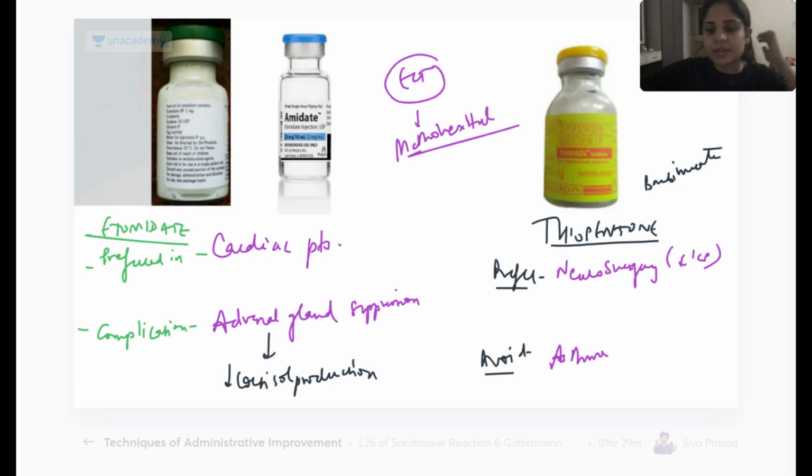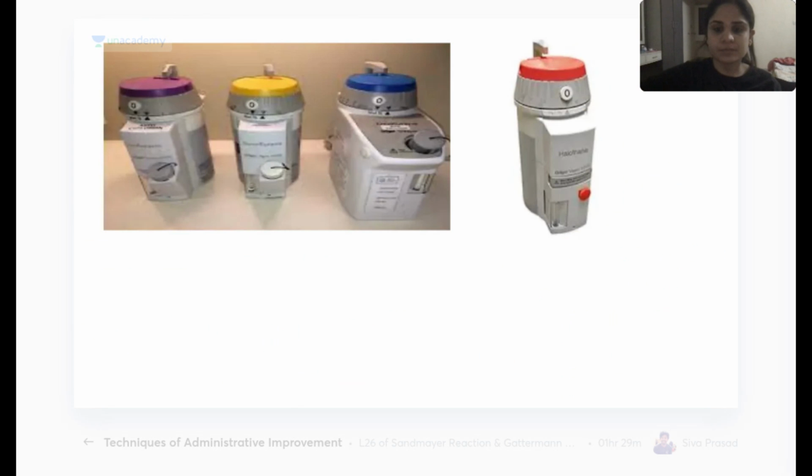Second place that we prefer it is in hyperthyroidism. Why? Because it prevents the peripheral conversion of T4 to T3. So you will prefer it. Asthma, you will avoid it, and porphyrias, you will avoid it. This is all about thiopentone.